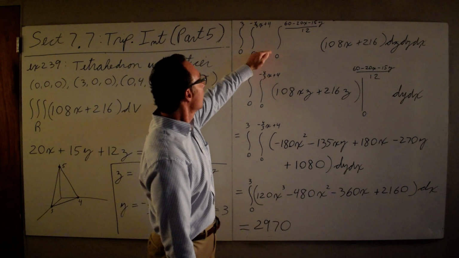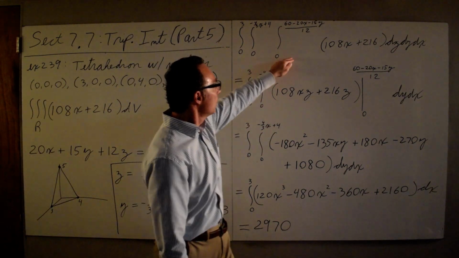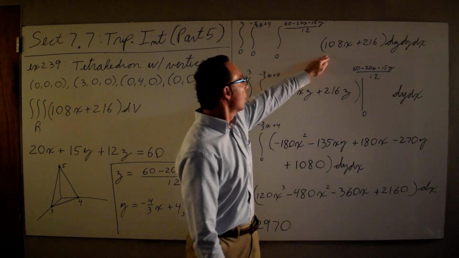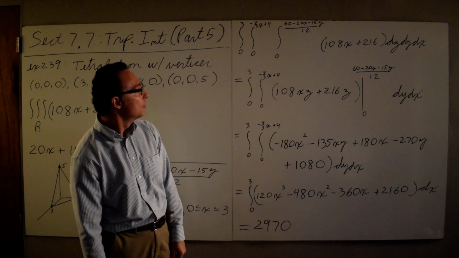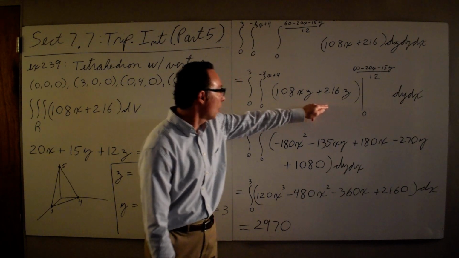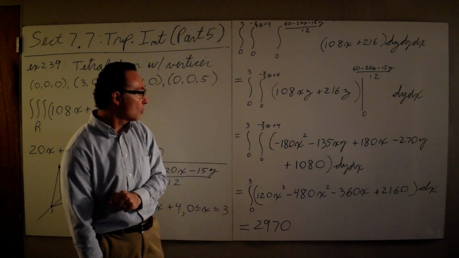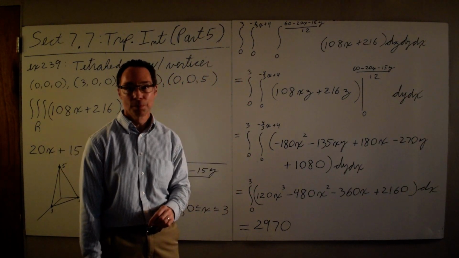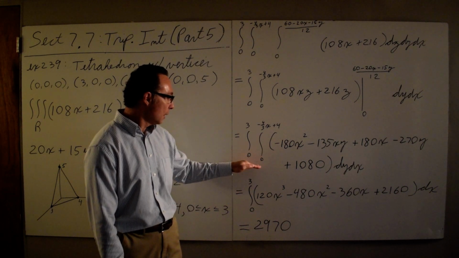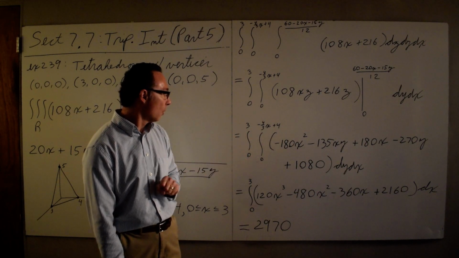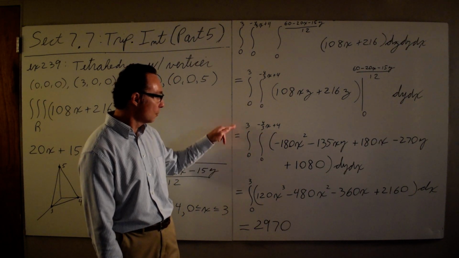So z goes from 0 to this function. And we take our 108x plus 216, find an antiderivative with respect to z. So that's not so difficult. Substitute this expression for z, substitute 0, and subtract. It simplifies to this. And now we have a function of 2 variables, x and y, and we have this set up as a type 1 region in R2. So y goes from 0 to negative 4/3 x plus 4, x goes from 0 to 3.